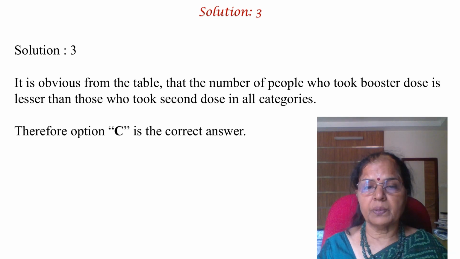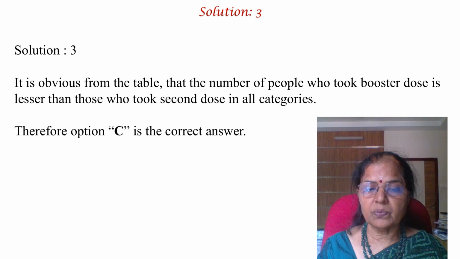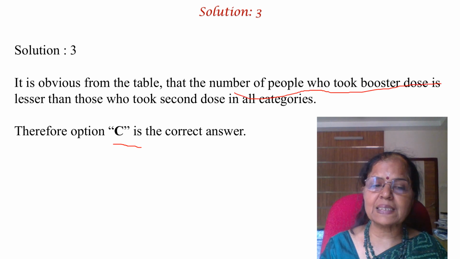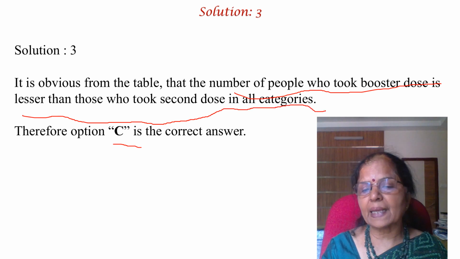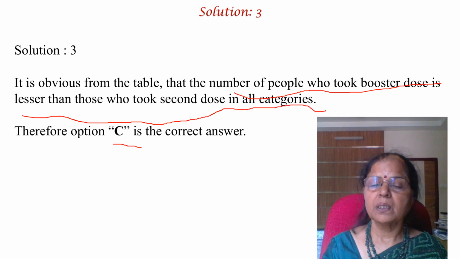So for the question number 3, we saw that the correct option is C, which says that the number of people who took booster dose is lesser than those who took second dose in all categories. So this is the correct option. C is the correct answer.